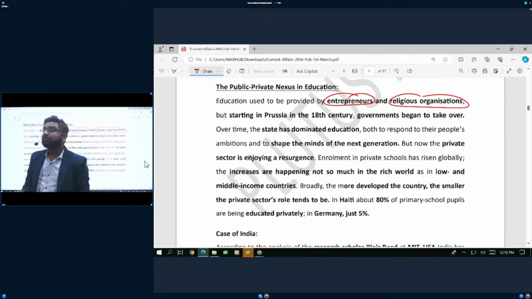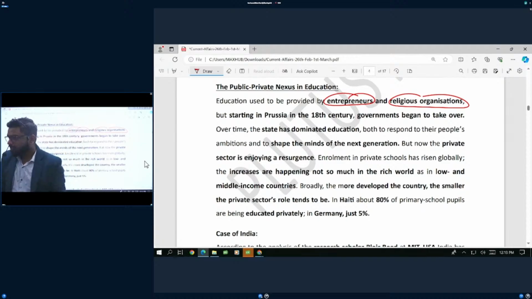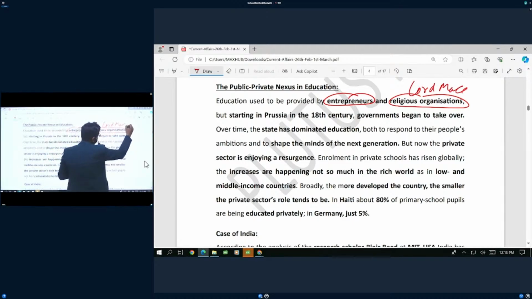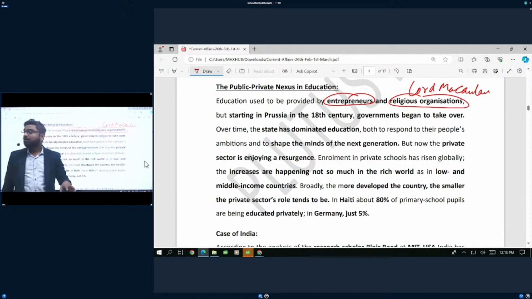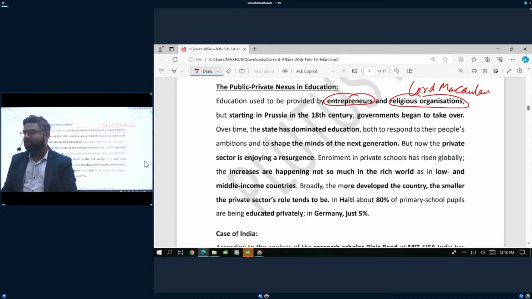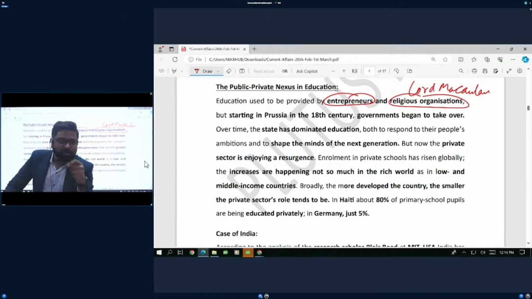Who demolished this thing? Britishers. Britishers came. Lord Macaulay का आप नाम याद रखेंगे. Lord Macaulay. Spelling check कर लेना. Lord Macaulay was appointed by the British government on education system in India. He said, if you want to colonize Indians, if you want to capture Indians, capture their mind first. To do that, demolish their culture. And to demolish their culture, demolish their language. Because language is used for communicating culture.